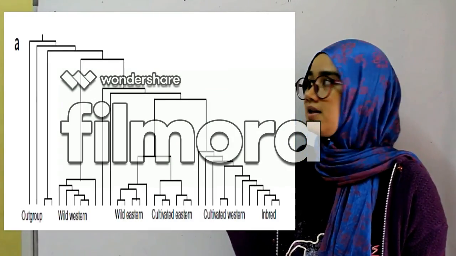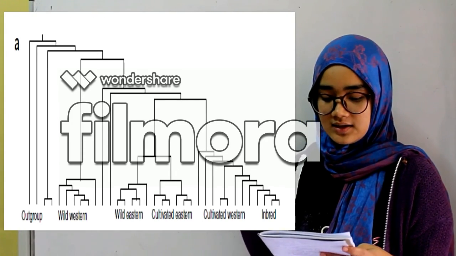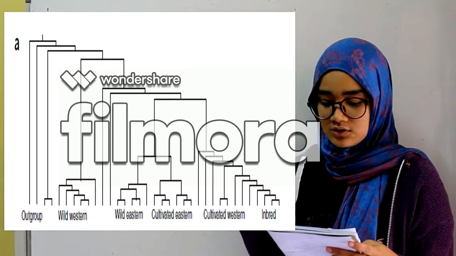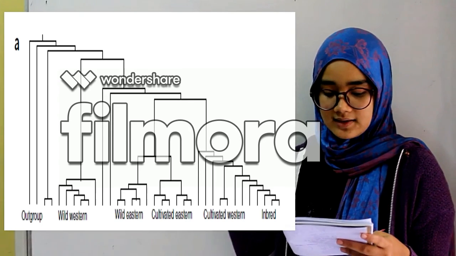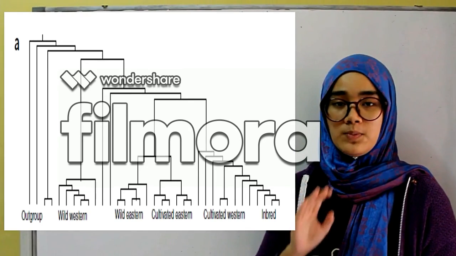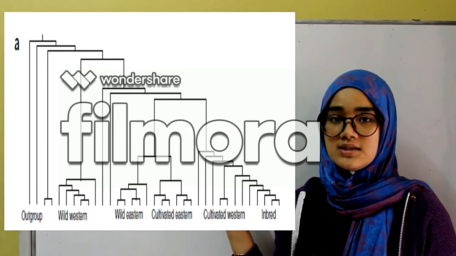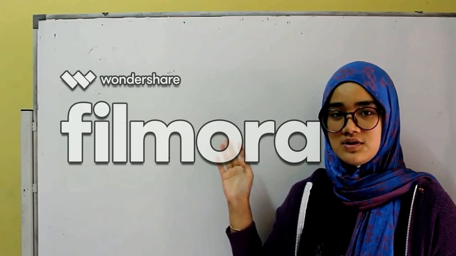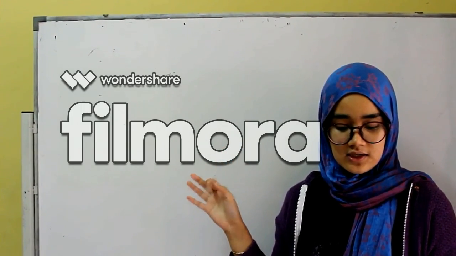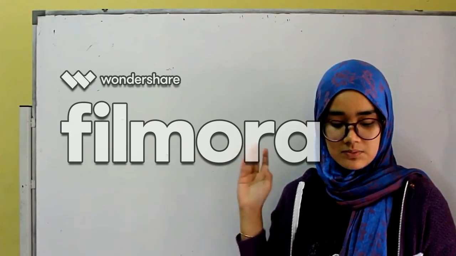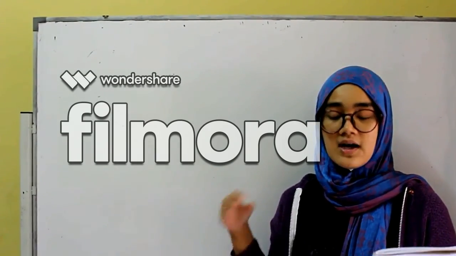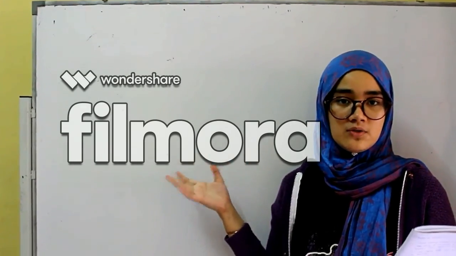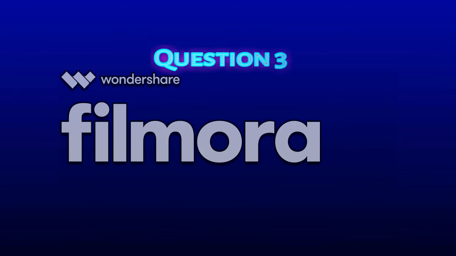As a result, in the phylogenetic and cluster analysis, it can be seen in the phylogenetic tree that there is a close relation of genes between wild and cultivated eastern compared to wild and cultivated western, which is a large difference in their genes. Second, in nucleotide diversity studies, it can be seen that wild carrot has a high genetic diversity compared to cultivated.